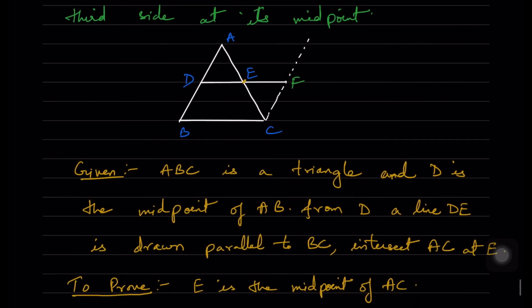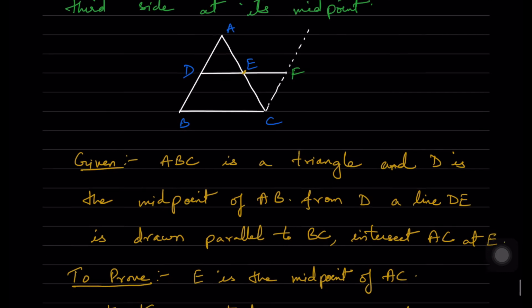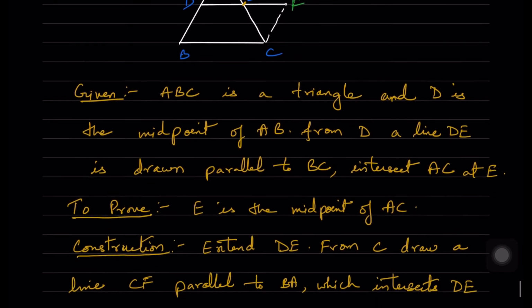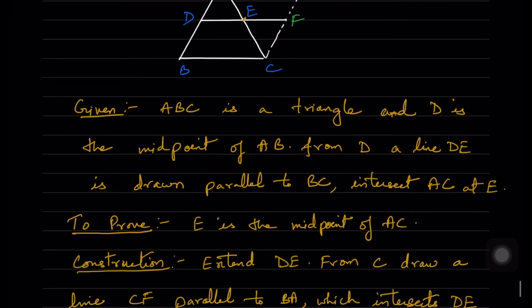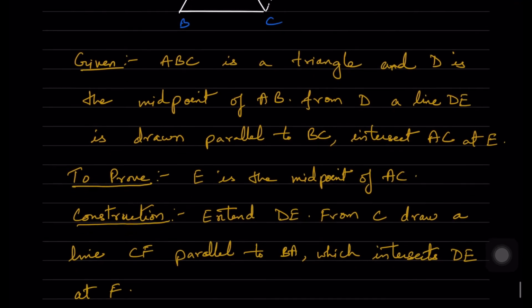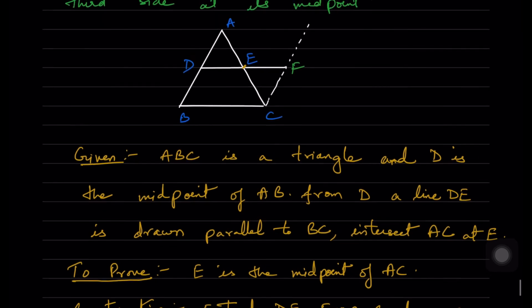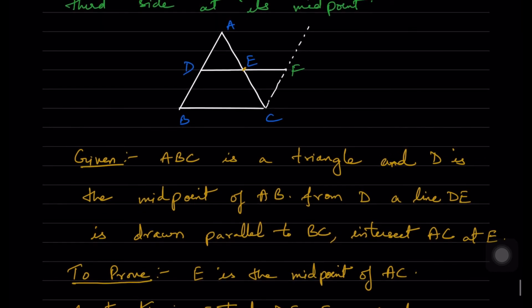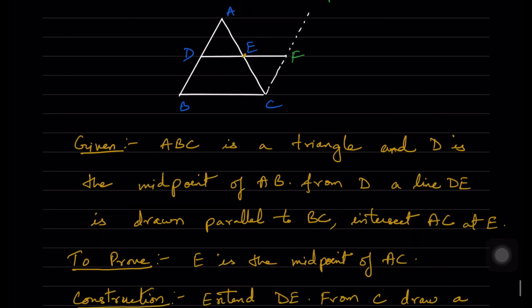So what is given to us here? ABC is a triangle and D is the midpoint of AB. From D, a line DE is drawn parallel to BC, intersecting AC at E. Now we have to show that E is the midpoint of AC. So now extend DE to F. From C, draw a line CF parallel to BA, which intersects DE at F.